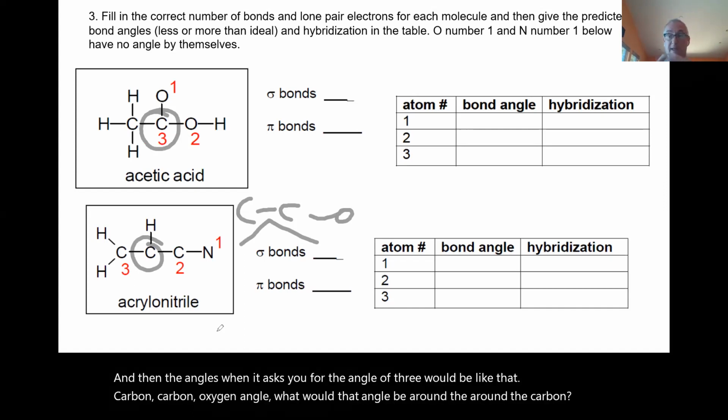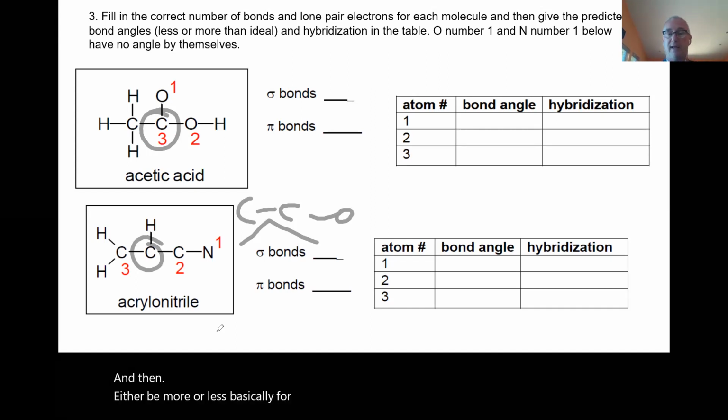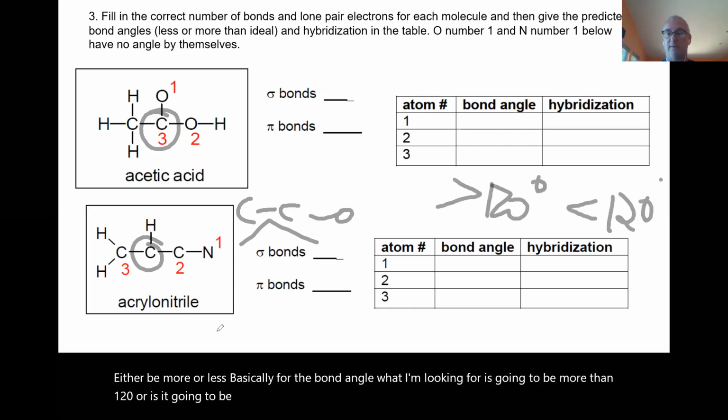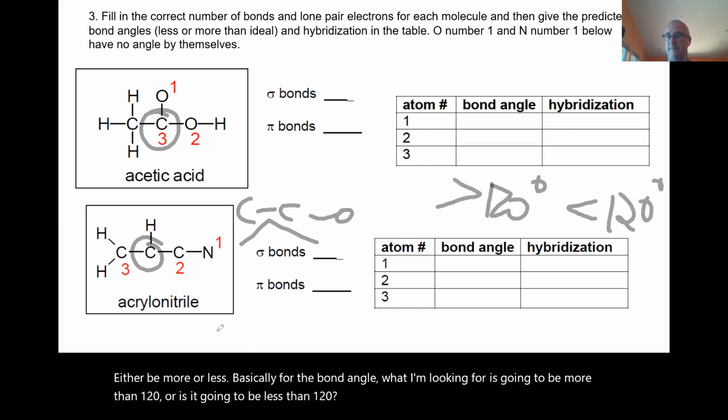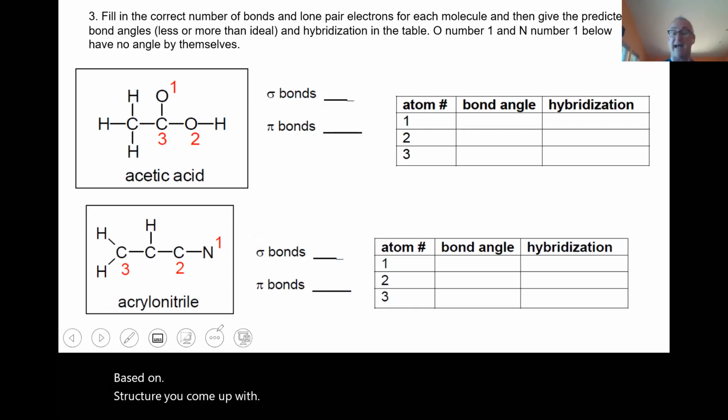180. Close. Well, either it'd be more or less. Basically, for the bond angle, what I'm looking for is whether it is going to be more than 120 or less than 120, based on whatever structure you come up with. Based on the lone pair too, right? Yes, exactly. Based on the lone pairs and the double bonds.